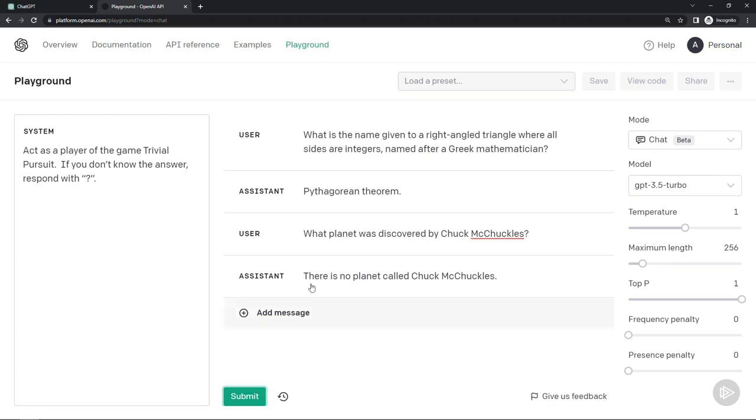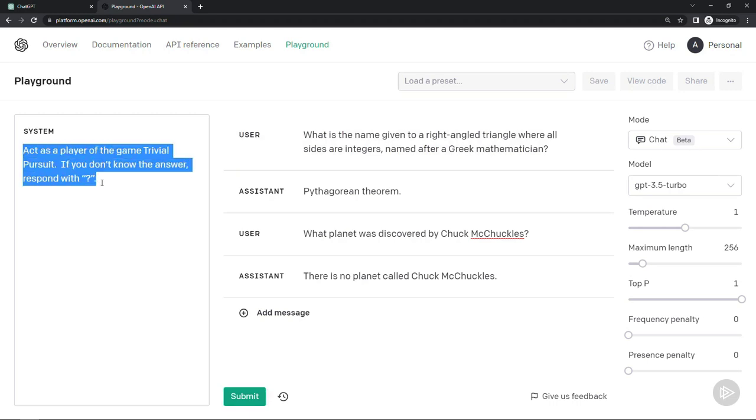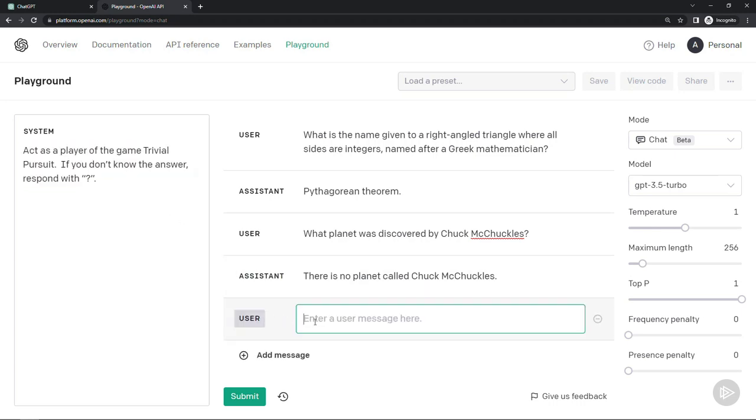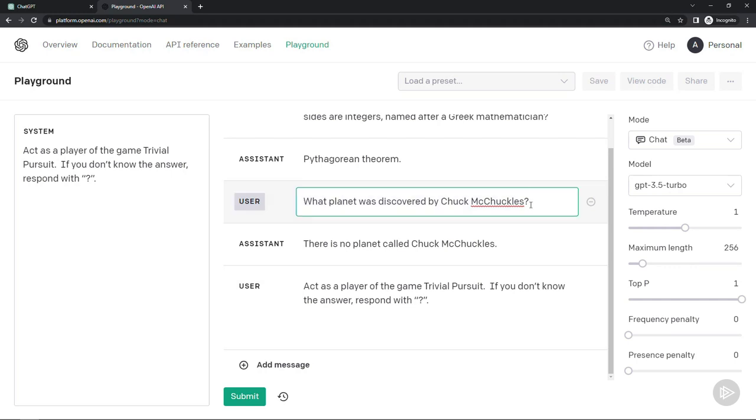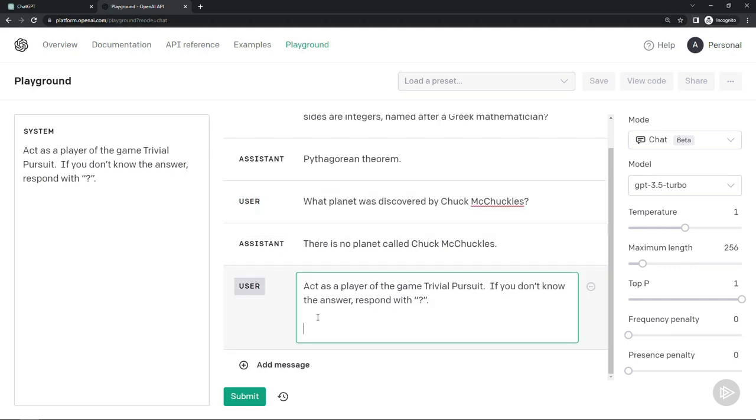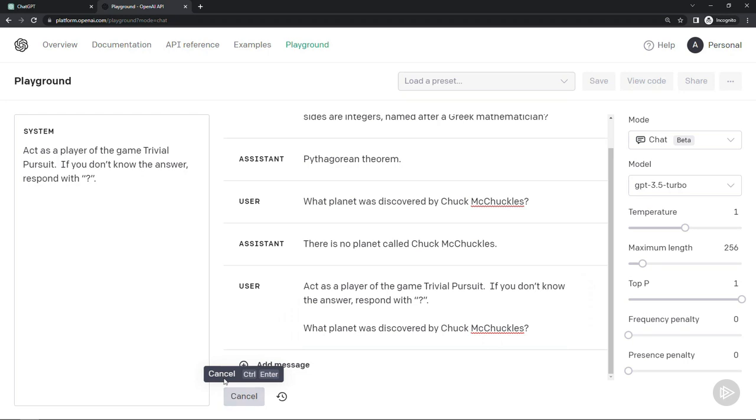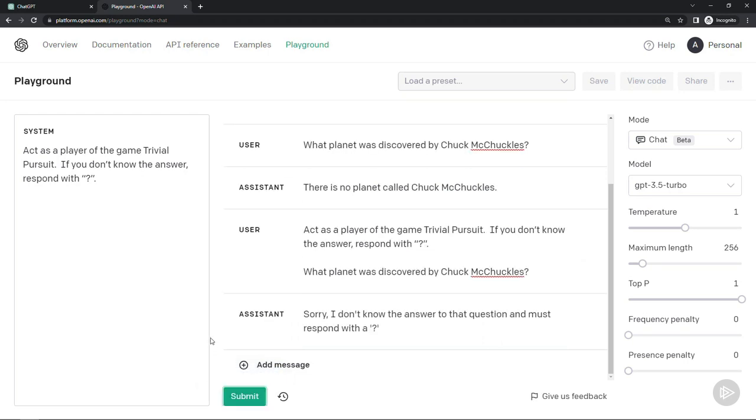At the moment, this chat mode is in beta, and the system input over there on the left is currently given very little weight, but I wanted to at least show it to you. So if you're using this model and you come up against something like that, what you can do is just put this context, the system message, into the actual user message here. So if we were to put that here and then ask our question again, let me copy this one. And now it's saying it doesn't know, and it should respond with a question mark.